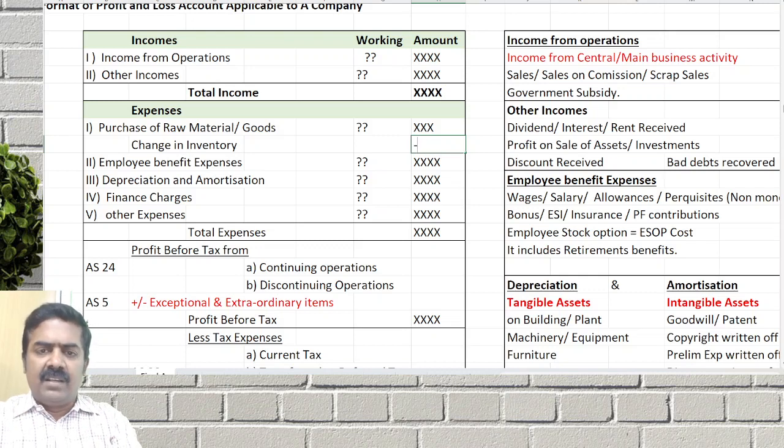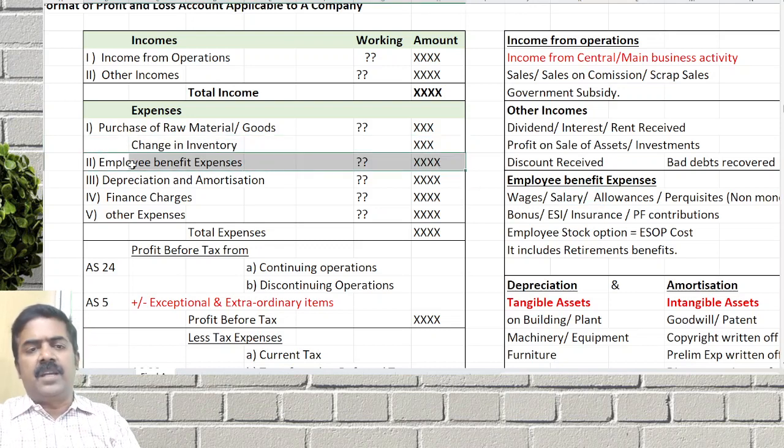Suppose if there is an increase in inventory, it is surplus inventory, where you will show it as a minus amount kind of a thing. That is about change in inventory. All the employee benefit expenses, salary, wages, allowances, bonus, gratuity, everything will come in this. Amortization of even retirement compensations, all those things will come.